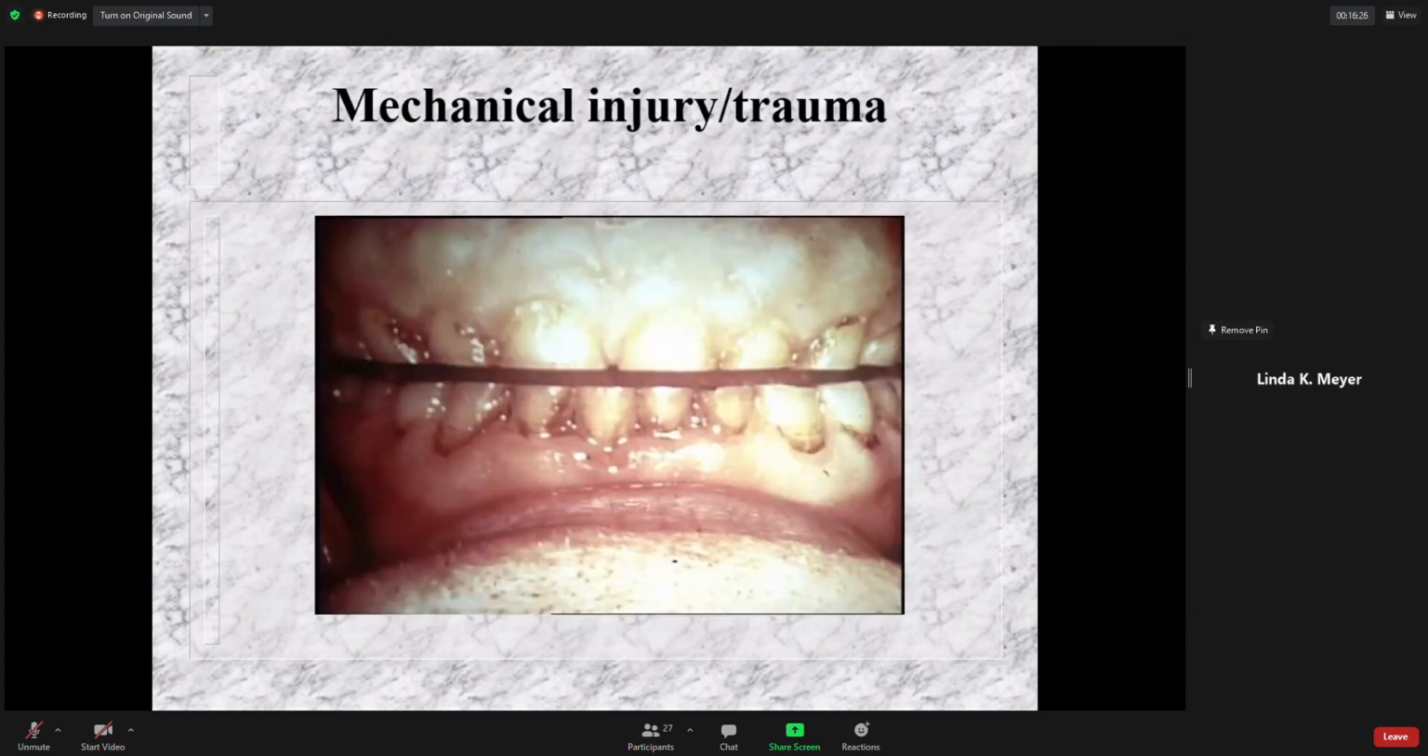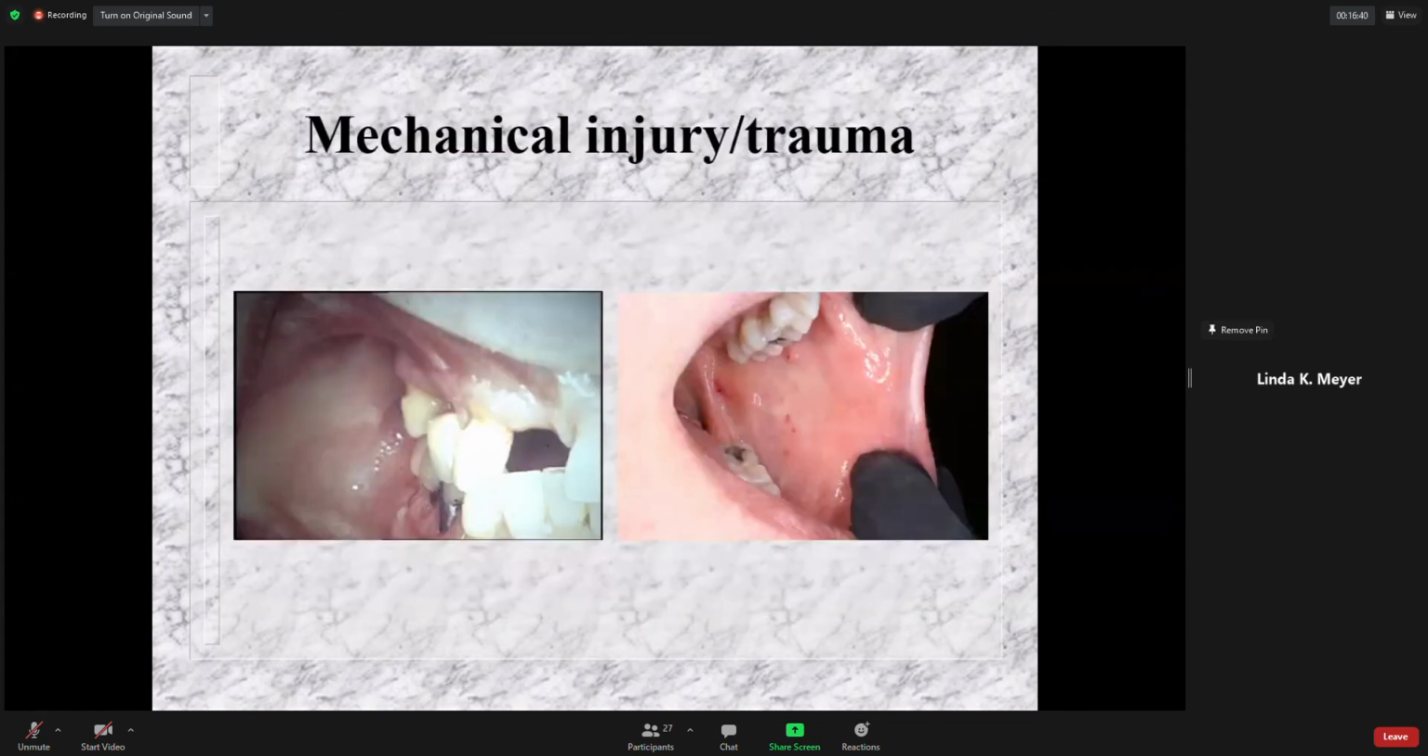Again, attrition from clenching or grinding over time. We can see this mechanical wearing away of the tooth at the incisal edge or occlusal surfaces. Or we can see this wear at the cervical area as well on the teeth.